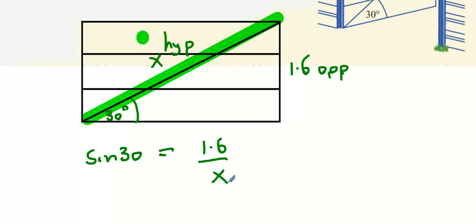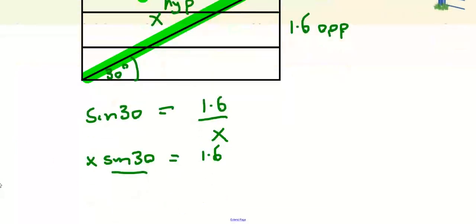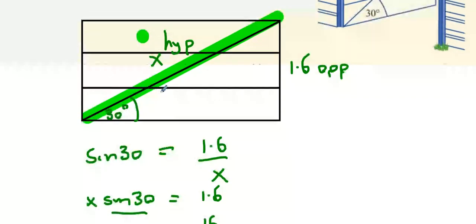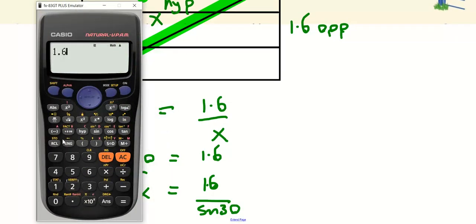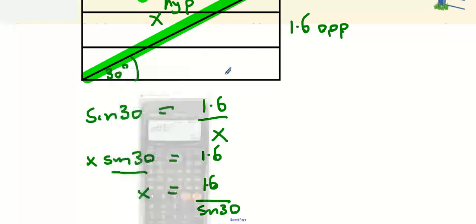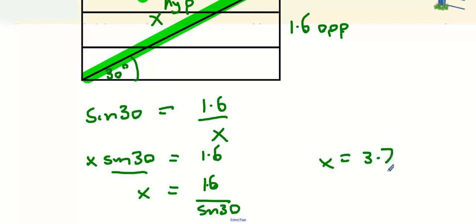Now, this one's a difficult question because x is in division. So if x is division on the right, it will be multiplication on the left. The x is being multiplied by the sine 30. However, if the sine 30 is multiplication on the left, it would make it division on the right. Please remember, hypotenuse always has to be bigger than an opposite. So you have to get a bigger answer. If you don't get a bigger answer, you've gone wrong. So divided by sine 30. Put that into your calculator, lads, and you get an answer of 3.2 meters. So the length of the diagonal fence is 3.2 meters.